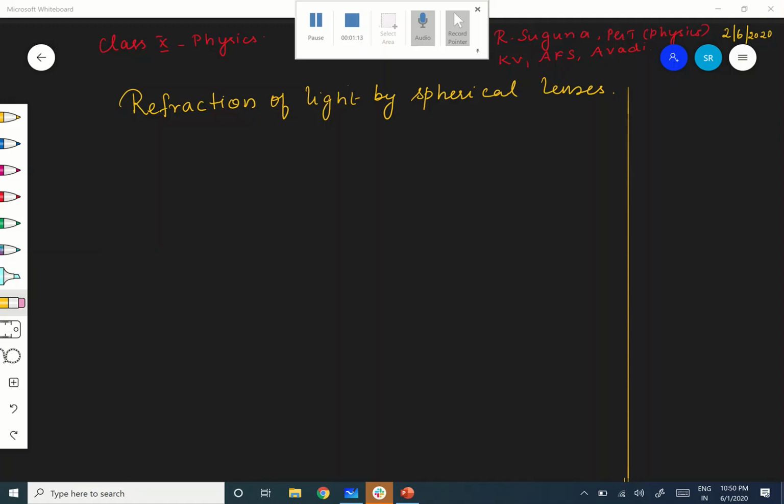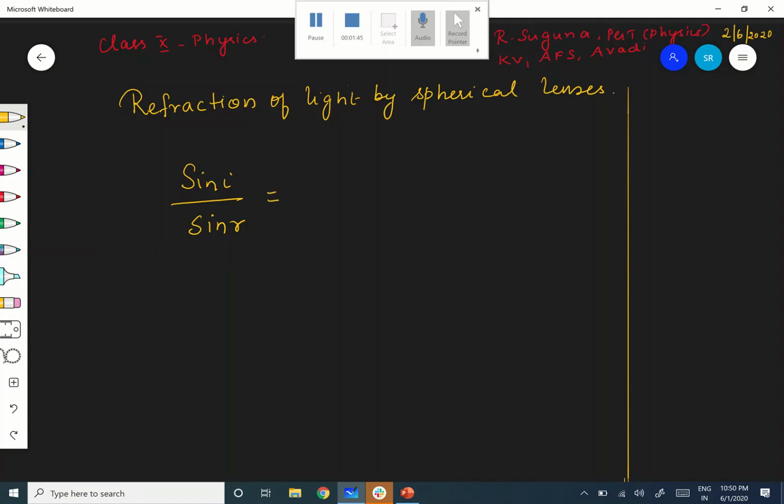We have also learned the law of refraction, that is Snell's law. What is Snell's law? It is sin i by sin r. What is i? i is the angle of incidence and r is the angle of refraction. The angle between the incident ray and the normal is i. The angle between the refracted ray and the normal is r. Therefore, it is sin i by sin r.